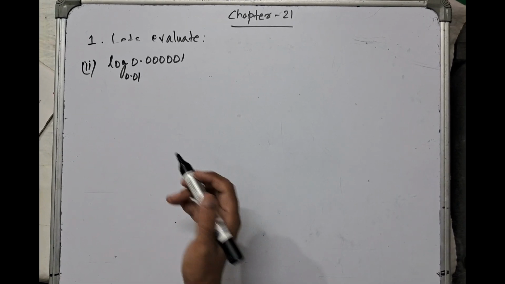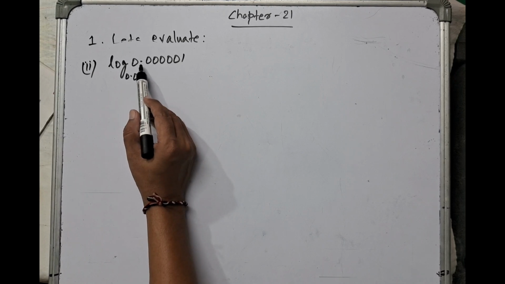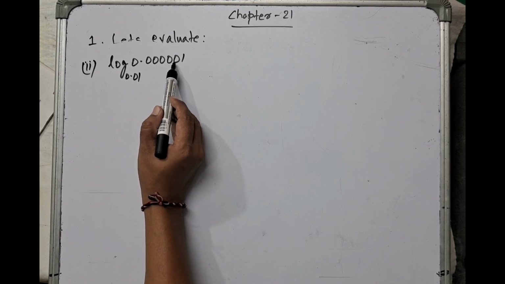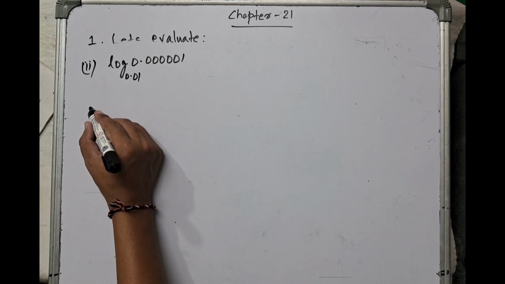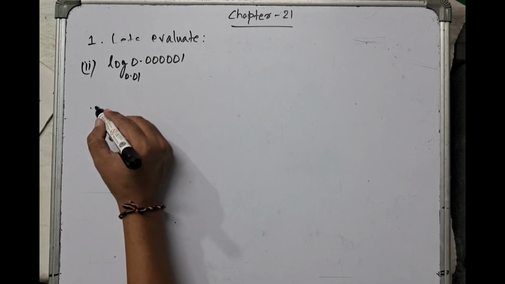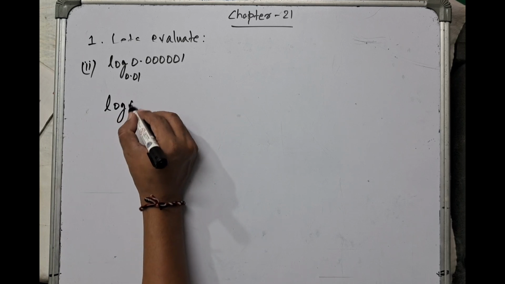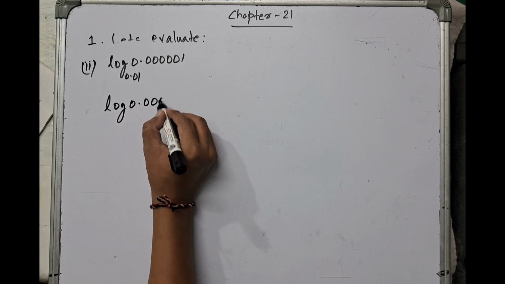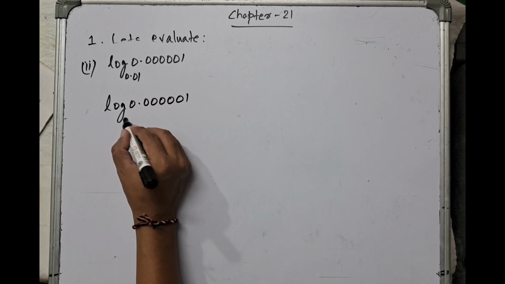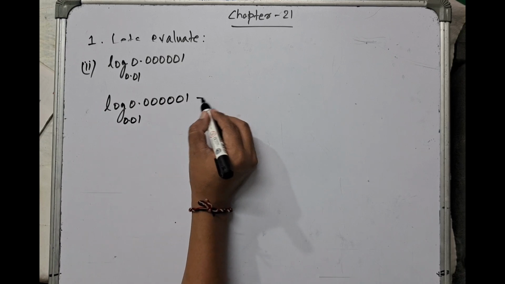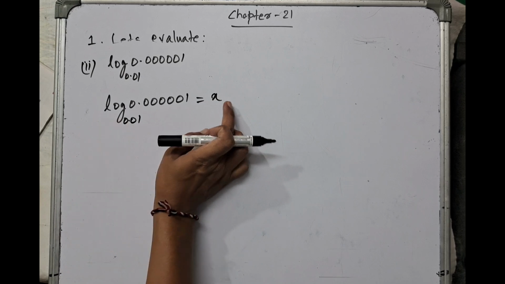This is question number 2 of 1. We are asked to evaluate and find the value of log 0.000001 to the base 0.01. Okay, so how do we do this? Let's suppose this as x. First, log 0.000001 to the base 0.01 equal to x. We are supposing this is equal to x.